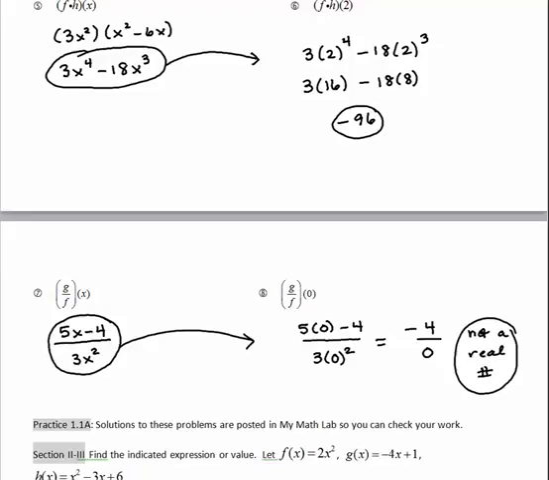If you'd like to practice some of this function notation and function arithmetic, I recommend that you try the next set of practice problems. Once again, remember the solutions are posted in my math lab so that you can check your work.